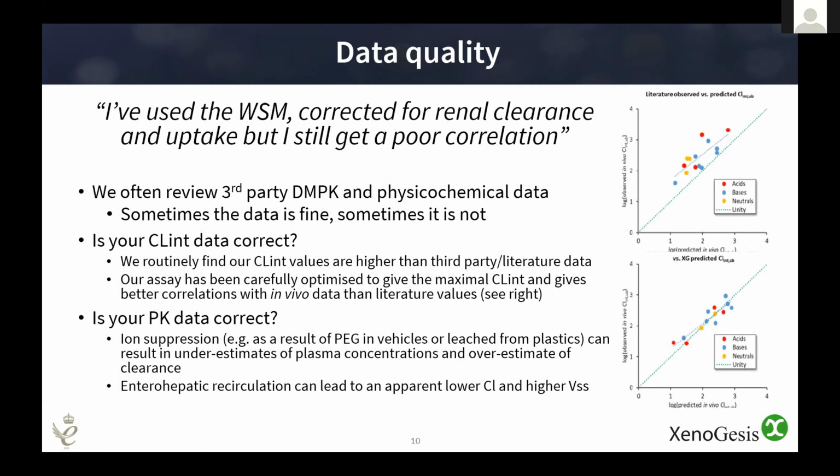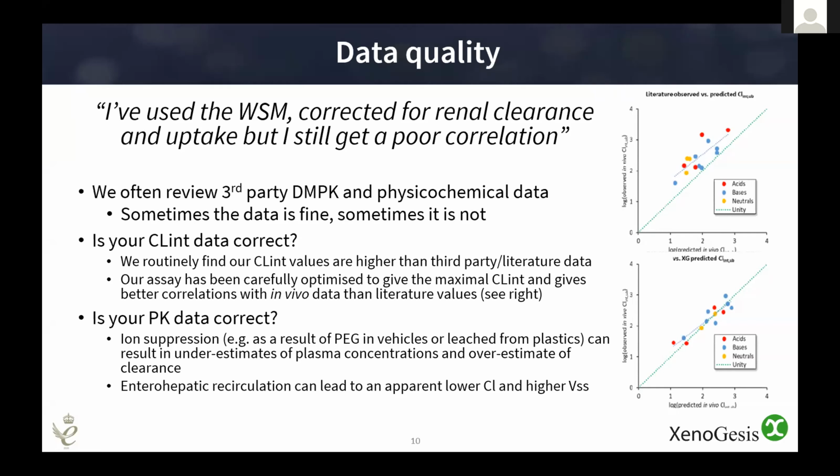So we've optimized our assay, and actually you can start to see the data on the right. So we've taken some literature compounds where clearance is liver and hepatic, and on the top diagram we've plotted some directly from the literature. And actually when we use our assay, then you can see the bottom line and things start to make a bit more sense. So that's the in vitro side.